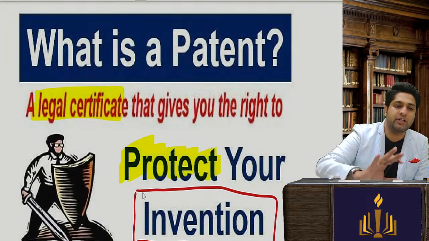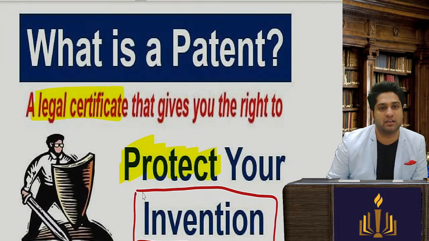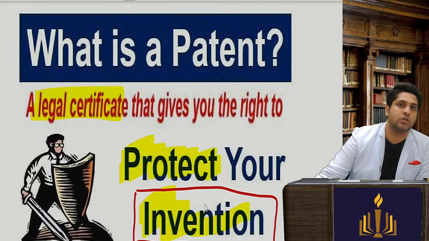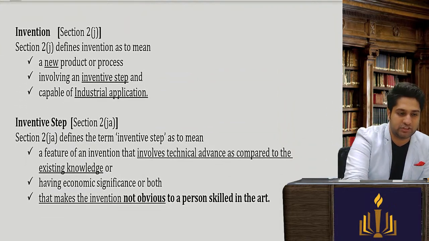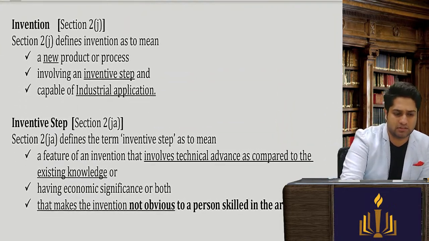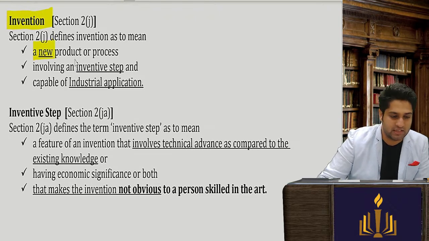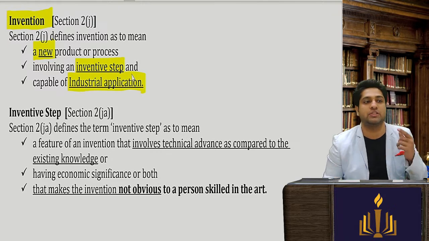Only inventions can be patented. A patent is a right given to a person who has invented something. Now, what do we mean by the term invention? It has been defined. Invention simply means a new product or process involving an inventive step and capable of industrial usage.